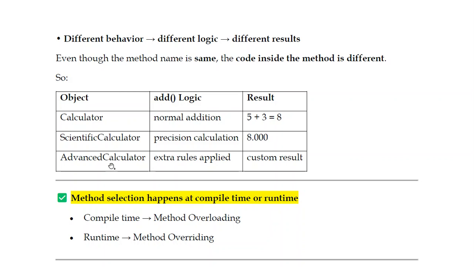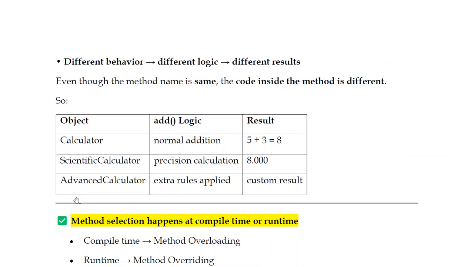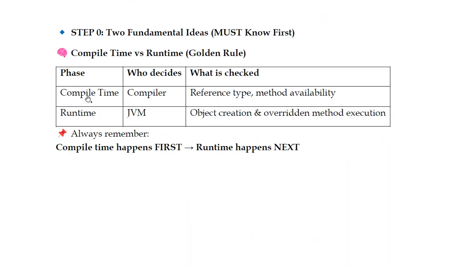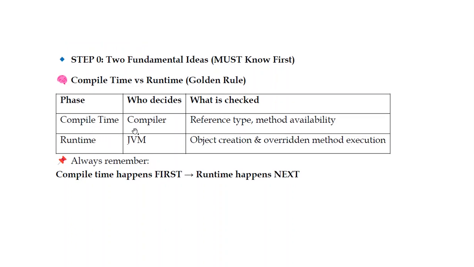Calculator, scientific calculator, advanced calculator are the classes, or objects. For the advanced calculator object, extra rules may be applied. The result is a custom result, a different result. So using the same name, add behaves differently. This logic is differing for different objects. So now the definition is exactly matching here. So an important thing I should make clear here. See here, two phases are there.